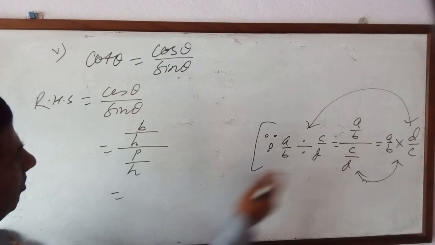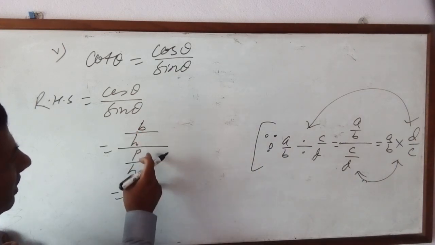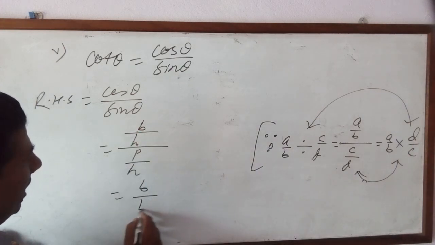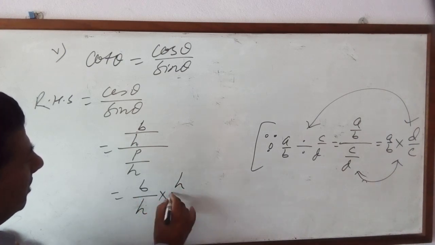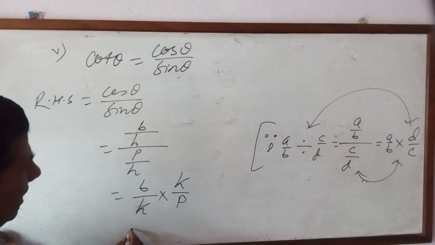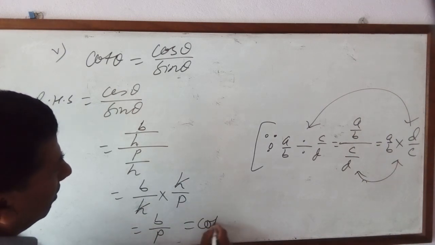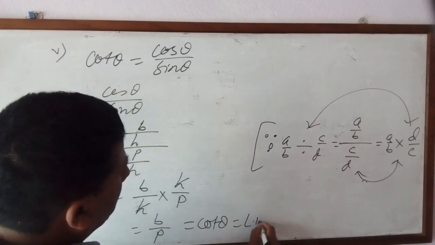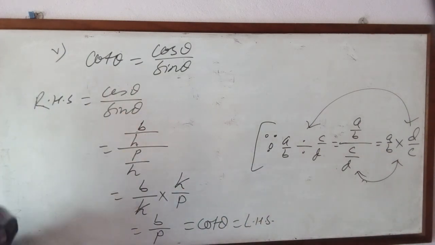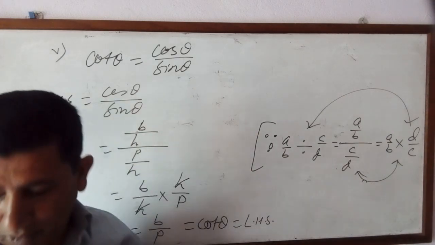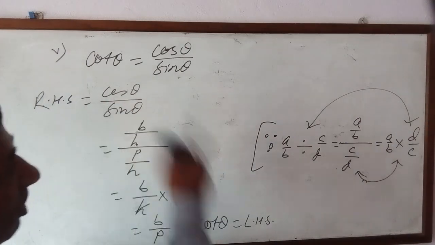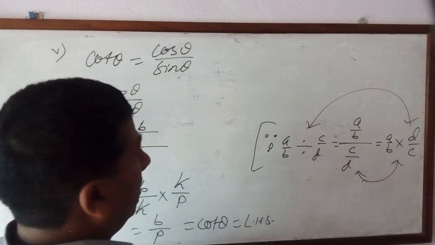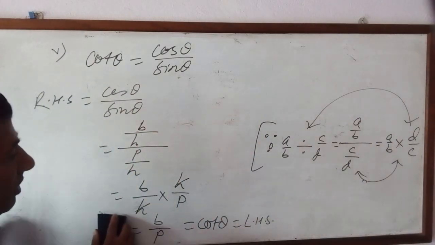Now again the same formula, a by b, c by d. B by h times h by p. This h cancels. B by p, which means cot theta, equals the left hand side. In this way you can prove it. Now we have already proved the main basic formulas of trigonometry. Now I'll write all these formulas together at last. Okay, I'll drop this one.